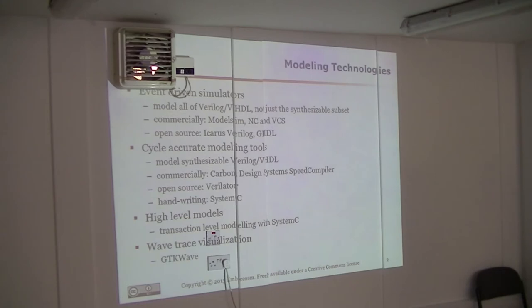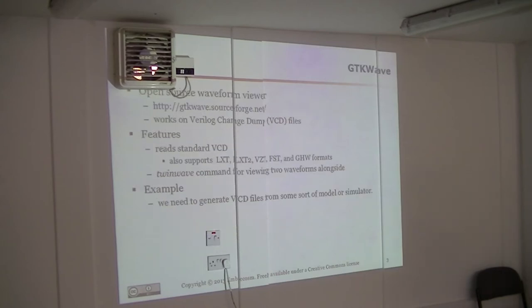And again, it's another example of an open source tool that's increasingly becoming used as a mainstream tool because in some respects it has better features than the commercial tools. The commercial tools are all features of the commercial simulators. So ModelSim has a wave viewer, NC has a wave viewer, VCS has a wave viewer. So GTKWave is an open source waveform viewer. It runs on Windows, it runs on Linux, it's on SourceForge. If you're running Linux, it'll be part of your standard distribution. You can do yum install or apt-get install to get GTKWave.